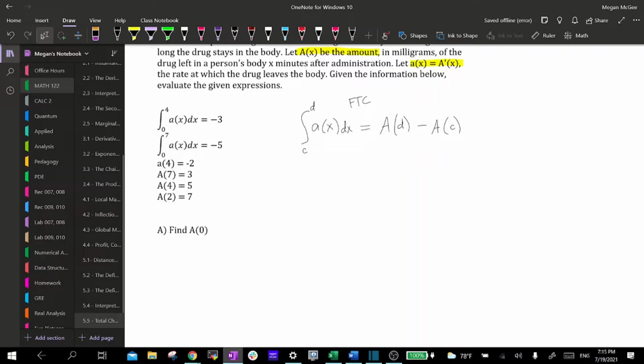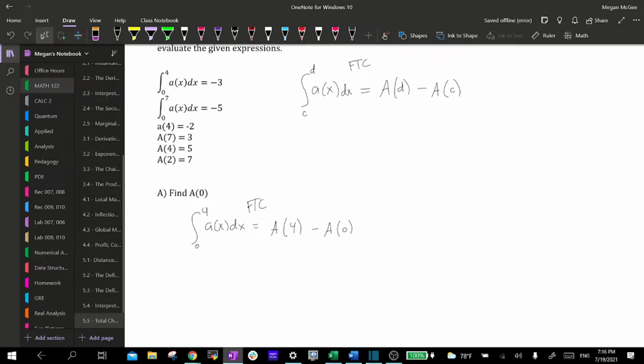I'm just going to choose the first one, but it would work with either. So we have the integral from 0 to 4 of a of x dx. By the fundamental theorem, this is capital A evaluated at 4 minus capital A evaluated at 0. Okay? So then we'll note that we're given capital A of 4. Don't get confused with the lowercase a of 4. All right, so we need capital A of 4. So this is 5 minus A of 0.